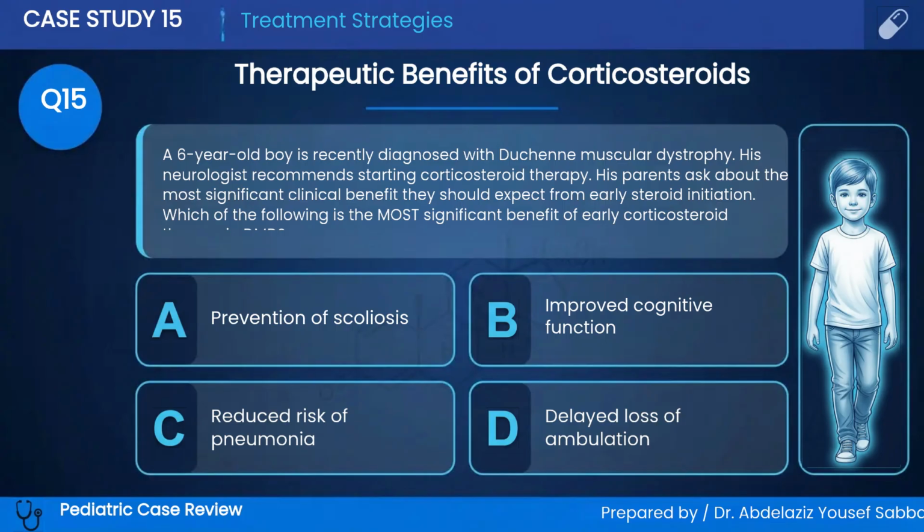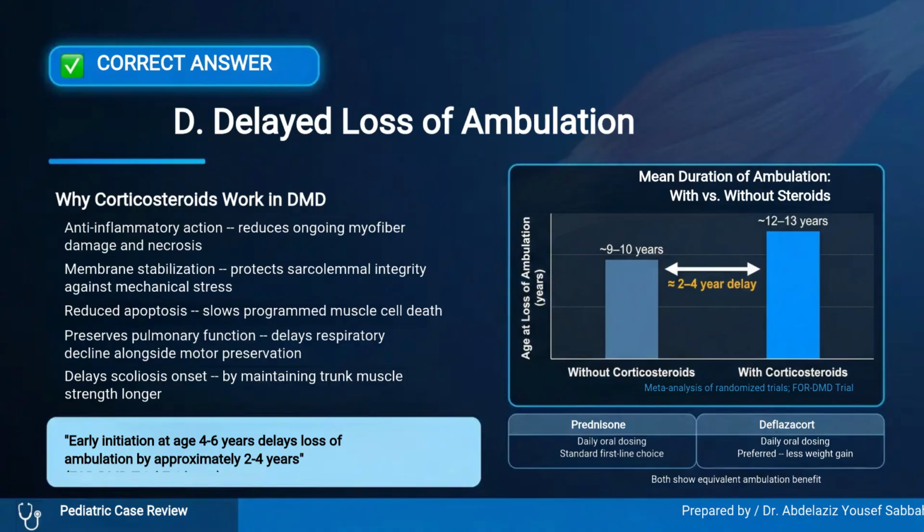Option A, prevention of scoliosis. Option B, improved cognitive function. Option C, reduced risk of pneumonia. Option D, delayed loss of ambulation. The correct answer is option D, delayed loss of ambulation.